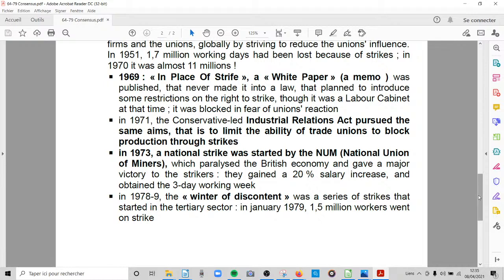You will get this paper on Moodle, in the reserve and storage. In 1969, there had already been a white paper, a memo, to say that the right to strike should be limited. In 1951, strikes had cost the UK's economy 1.7 million working days. It means that 1.7 million working days had been lost in strikes. In 1970, it was 11 million working days being lost. And so what does that mean? What does that mean?